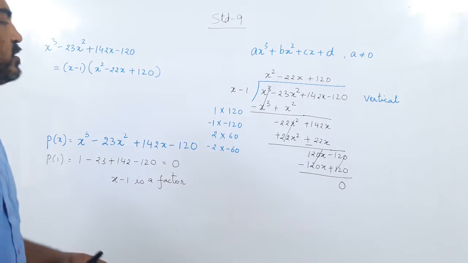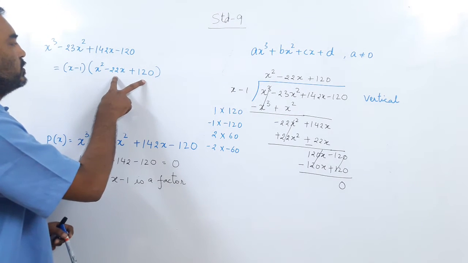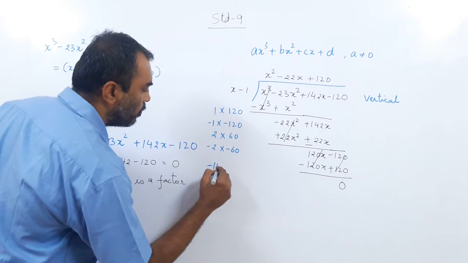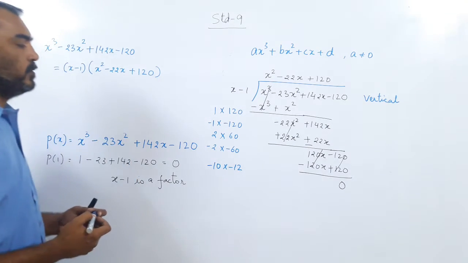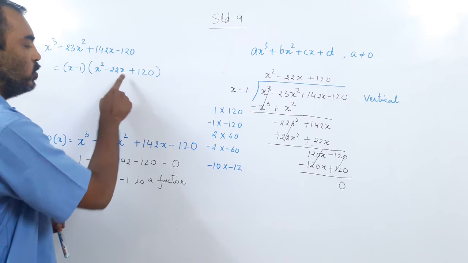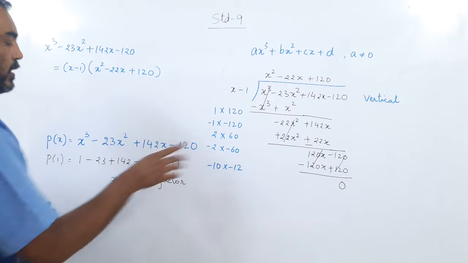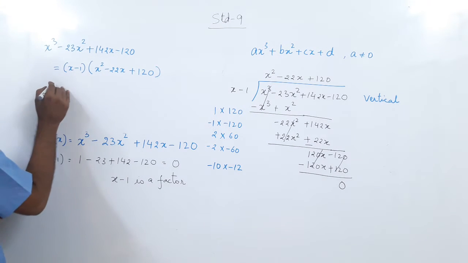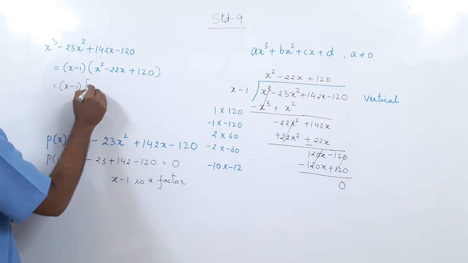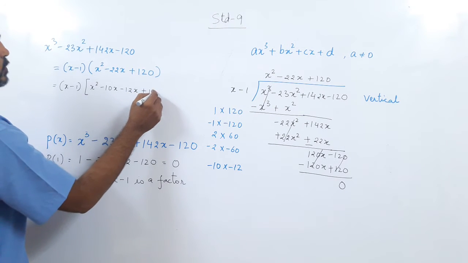Now we do not have to write this all again and again. Now comes the mental practice. Two factors whose sum will give us minus 22. So directly jump to minus 10 into minus 12. Minus 10 plus minus 12 gives me minus 22, and minus 10 into minus 12 gives me 120, right? AC is 120. So directly now I will write this as x minus 1, and here the square bracket will now be needed. X square minus 10x minus 12x plus 120.